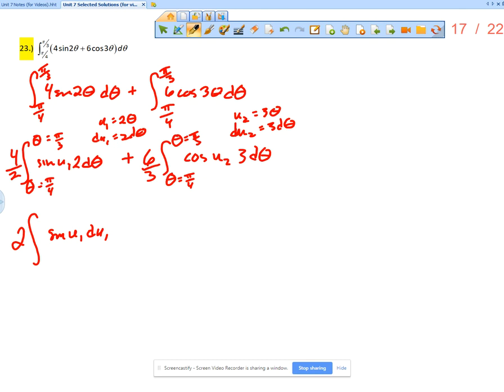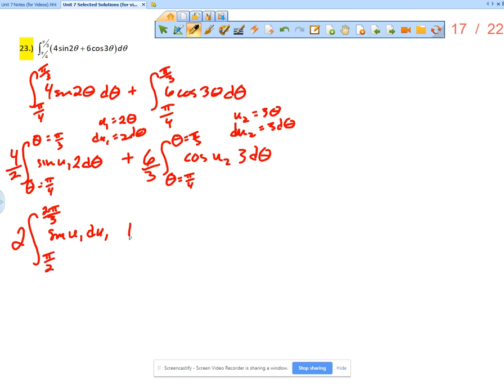But now I can also change the limits. If u is 2 theta, then what is u when theta is pi over 3? 2 times pi over 3, so that becomes 2 pi over 3. The lower limit, 2 times pi over 4, is actually pi over 2.